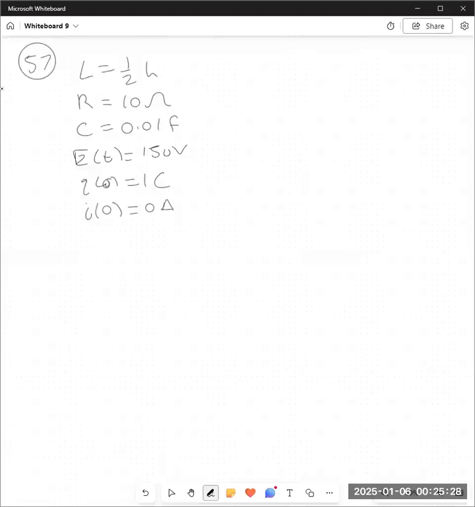So we have our equation here will be 1/2 q double prime plus 10 q prime plus the reciprocal of 1/100th is 100, so 100 Q is equal to 150. And so that turns our equation into q double prime plus 20 q prime plus 200 Q is equal to 300.